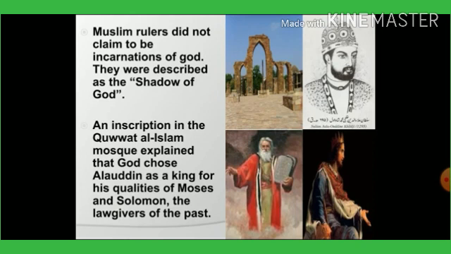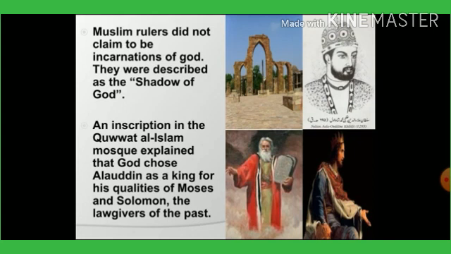Students, the Hindu rulers wanted to establish themselves as representatives of God, but the Muslim rulers did not claim to be incarnations of God. They avoided presenting themselves as God. They were described as the shadow of God.